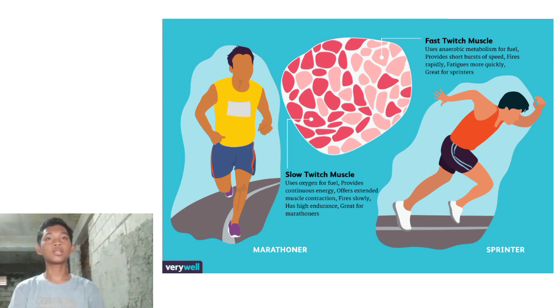What are muscle fibers? Skeletal muscles are made of individual muscle fibers, and like muscles themselves, not all muscle fibers are the same. There are two types of skeletal muscle fibers: fast twitch and slow twitch, and they each have different functions that are important to understand when it comes to movement and exercise programming.